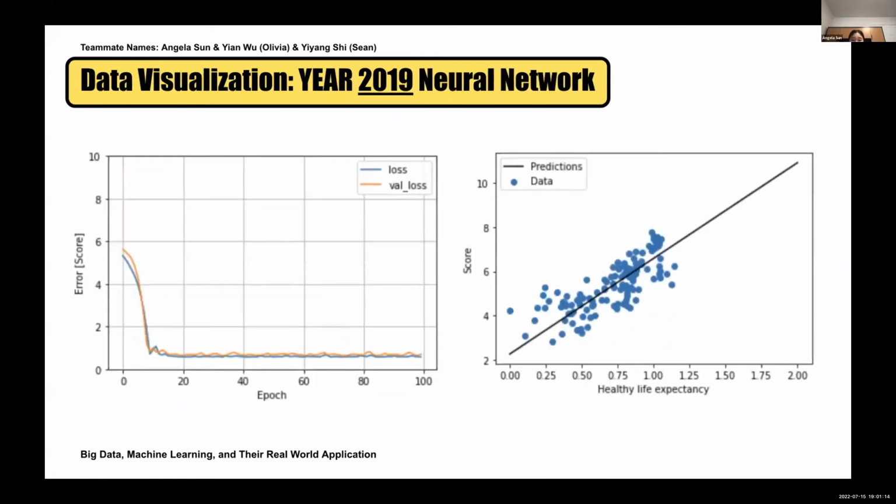And lastly, we have the neural network model for the year 2019, showing the error decreasing and the scatter plot showing the data points and prediction line generated.